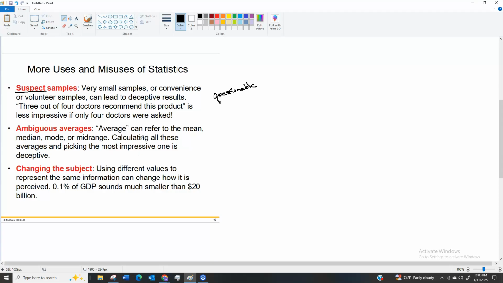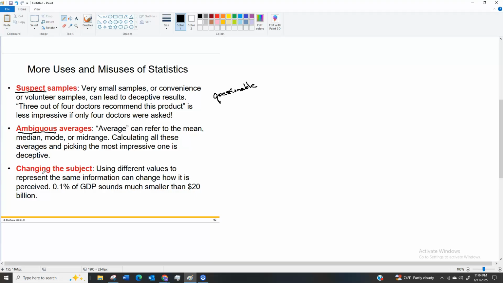Ambiguous averages is when a researcher is kind of cherry picking what they think is the best, will make their data look the most like they want it. If they want something to look bad or they want something to look good, they could choose between the mean, the median, the mode, or the mid-range, and they could just call it an average, because all of those are actually considered averages. So depending on what they're presenting, they could make it look better or worse.